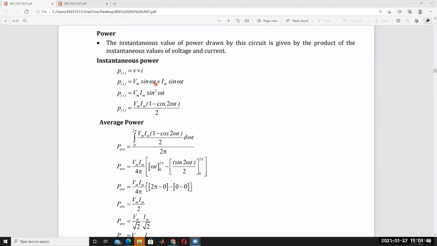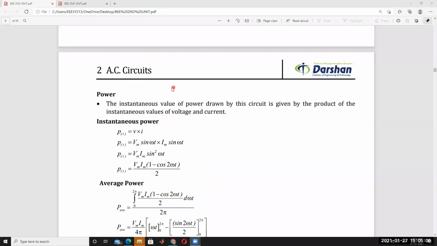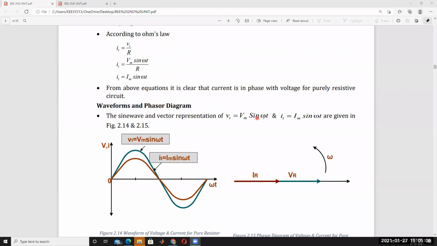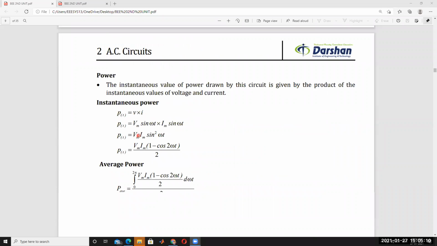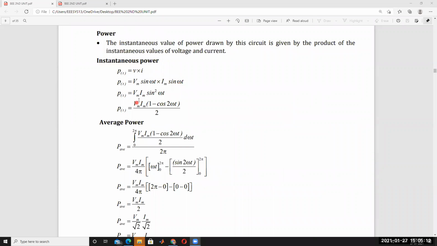That's why Vm sin omega t into Im sin omega t. Then Vm into Im into sin square omega t. Then P of t is equal to Vm Im by 2 into (1 minus cos 2 omega t). This is called the instantaneous value of power. Substitute here and you get Vm Im sin square omega t. Sin square omega t is equal to (1 minus cos 2 omega t) by 2.